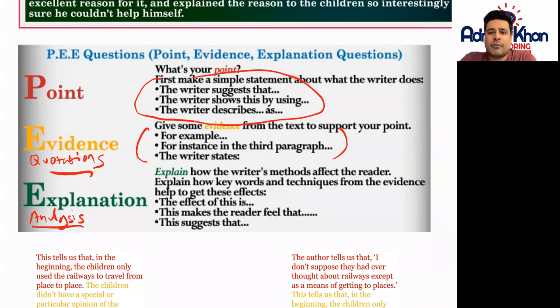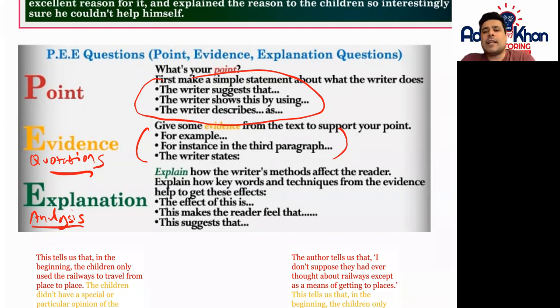And then we come to the final stage, which is explanation or analysis. Now here you explain how the writer's methods affect the reader. How does this actually affect you as a reader? How does it affect the reader in general? Explain how the keyword and techniques from the evidence help to make this particular effect. So once you've got the evidence, you have to go into much more detail and explain the effects that this is having on the reader, and how this makes the reader feel, and what this actually shows in terms of the reference of the story, in terms of the point and the evidence.